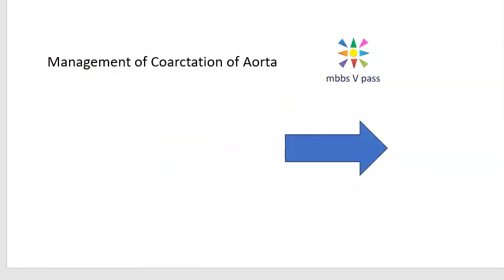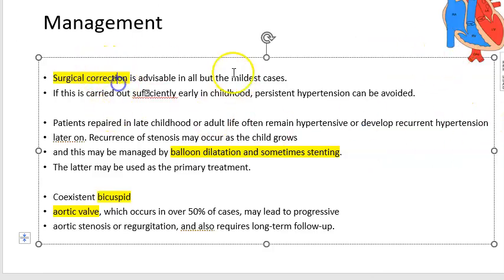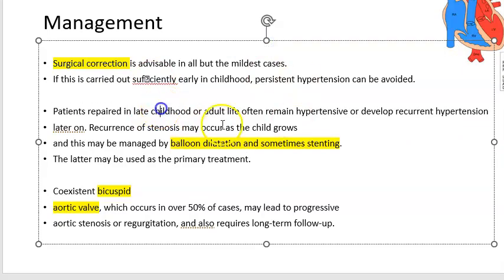Then coming to management of coarctation of aorta. Basically, you have to correct this narrowing, so surgical correction is what they are talking about. If recurrence happens, then you can do balloon dilatation and stenting. If you do this early, then persistent hypertension can be avoided in these people.